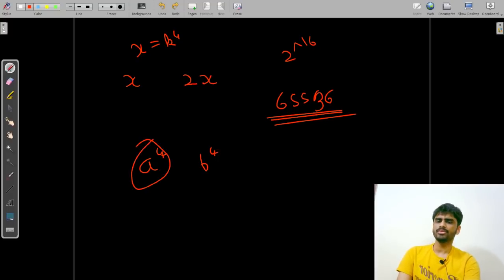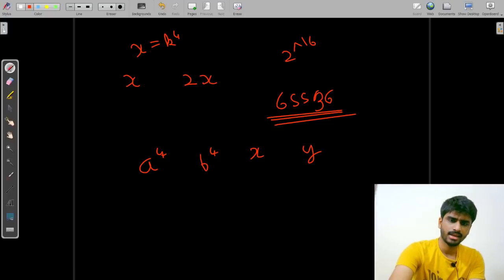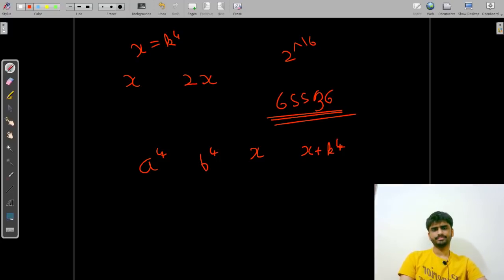What about, do we even have to do this thing? a to the power 4 and b to the power 4. Let's start with something relatively simpler. So we have x and x plus k to the power 4, right? And x is a multiple of this, and x plus k to the power 4 is a multiple of something else.